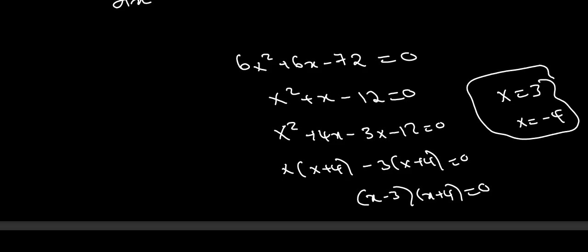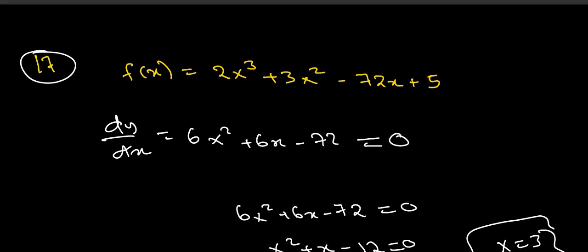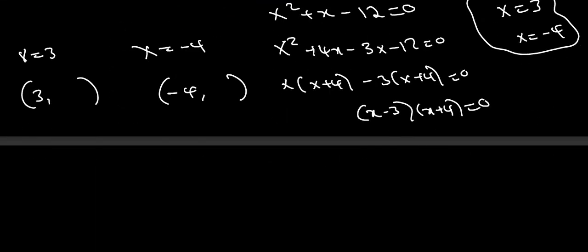If we have these two values, x is equal to 3 and x is equal to negative 4, you put them in the original question to get the corresponding y values. So we plug these in the original question. I won't do that here because of time. Where there's x, plug the 3, and where there's x, again, plug the negative 4. So I'll just show it as f of 3 and f of negative 4. Those are the values that are supposed to be there.